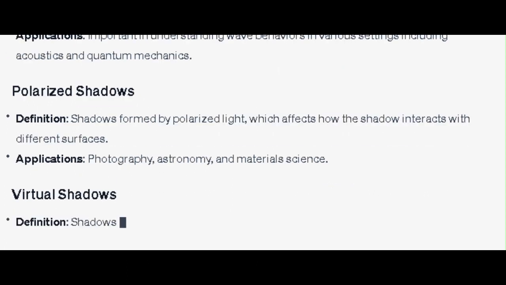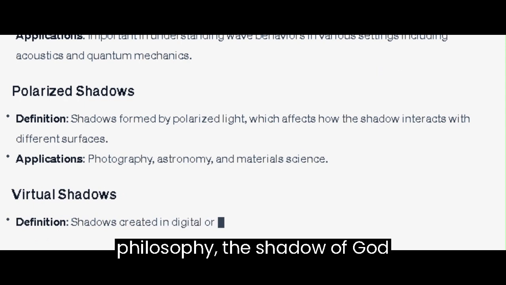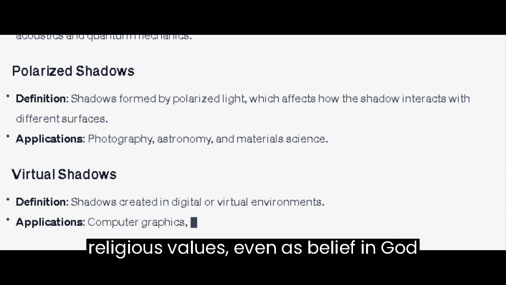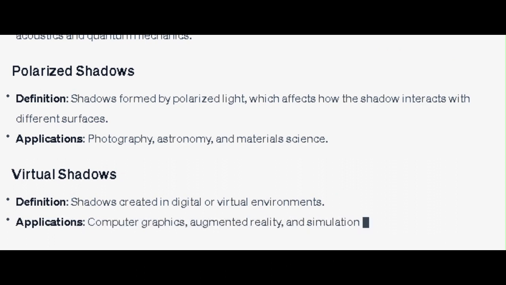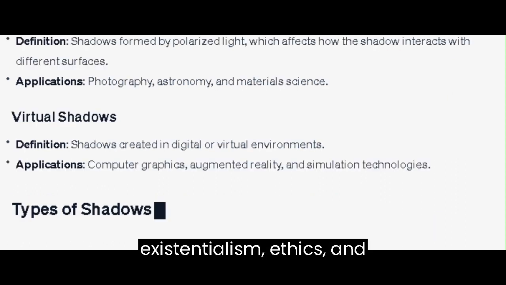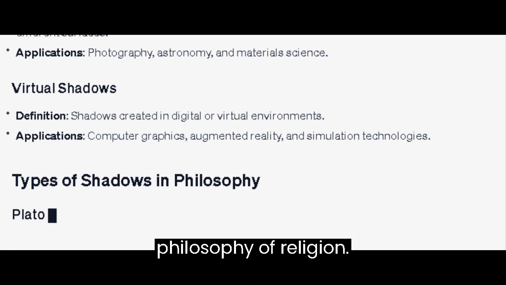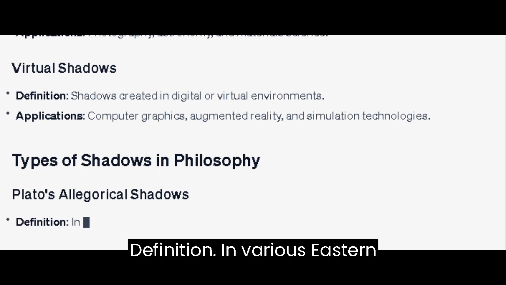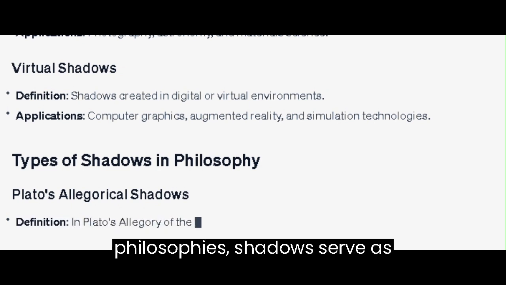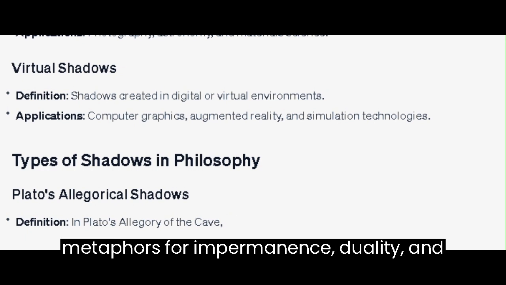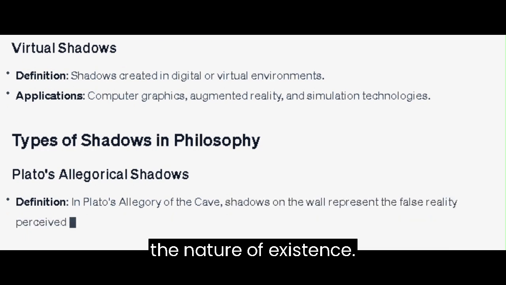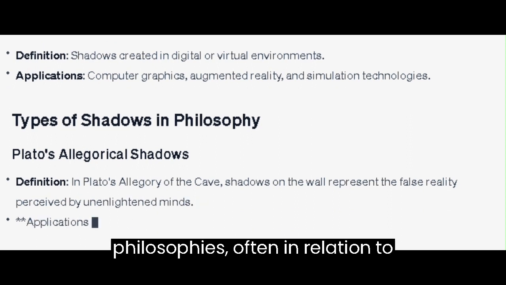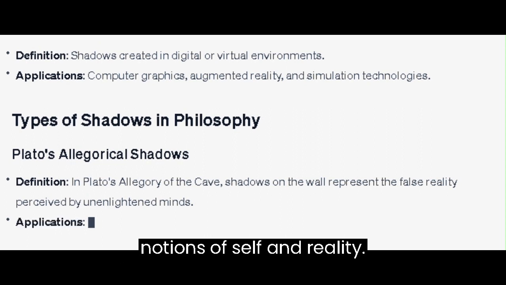Nietzsche's shadow of God. Definition: in Nietzsche's philosophy, the shadow of God refers to the enduring impact of religious values even as belief in God diminishes. Applications: explored in existentialism, ethics, and philosophy of religion. Eastern philosophical shadows. Definition: in various Eastern philosophies, shadows serve as metaphors for impermanence, duality, and the nature of existence. Applications: discussed in Buddhist, Taoist, and Hindu philosophies, often in relation to notions of self and reality.